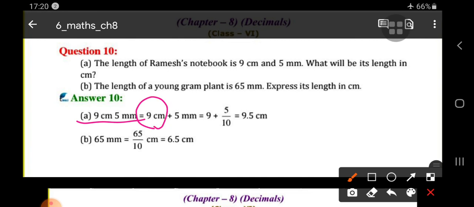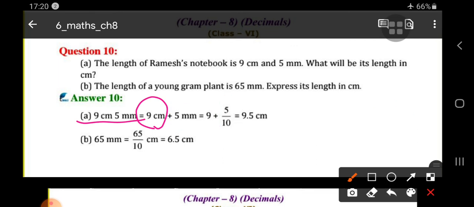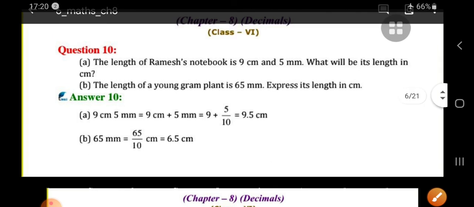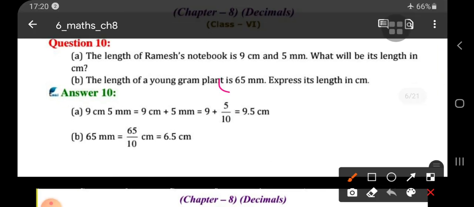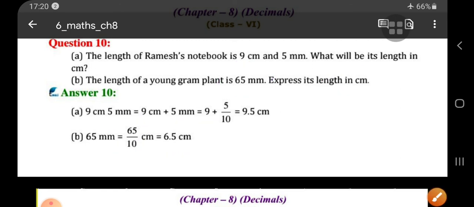So 9 cm as it is, because it's already in centimeter. And I have told, from mm to cm, if you want to convert, then divide it by 10. So it's 5 upon 10. So here 9 plus 0.5. Add them. So it will be 9.5 centimeter. And 65 mm, convert into centimeter. So divide by 10. So it's 6.5 centimeter. It's very easy.